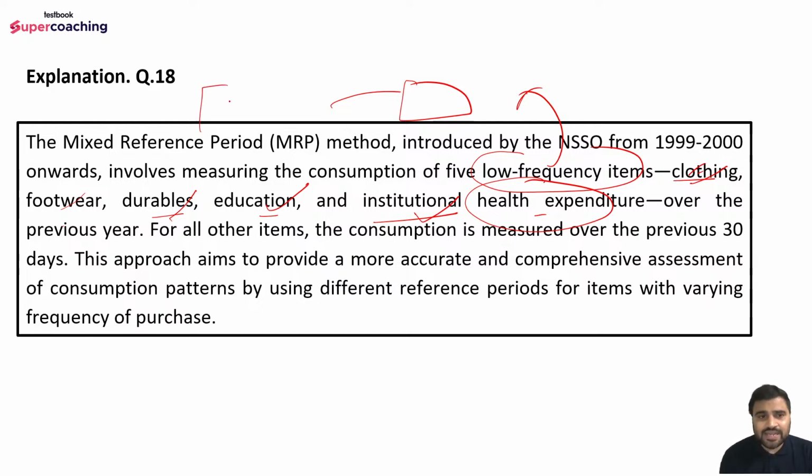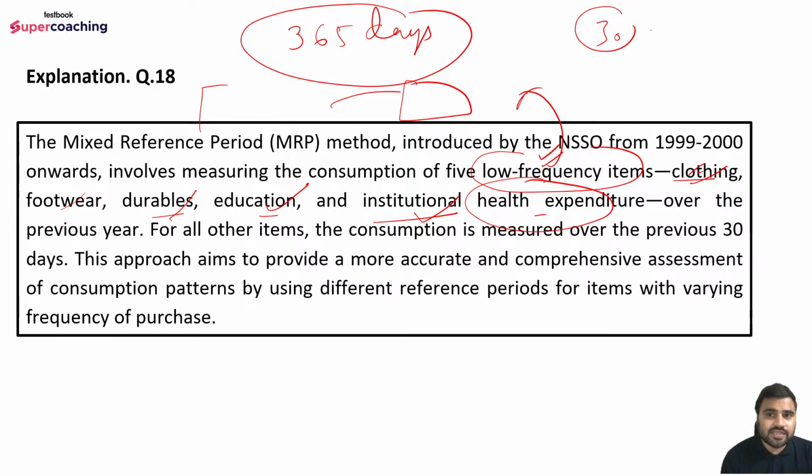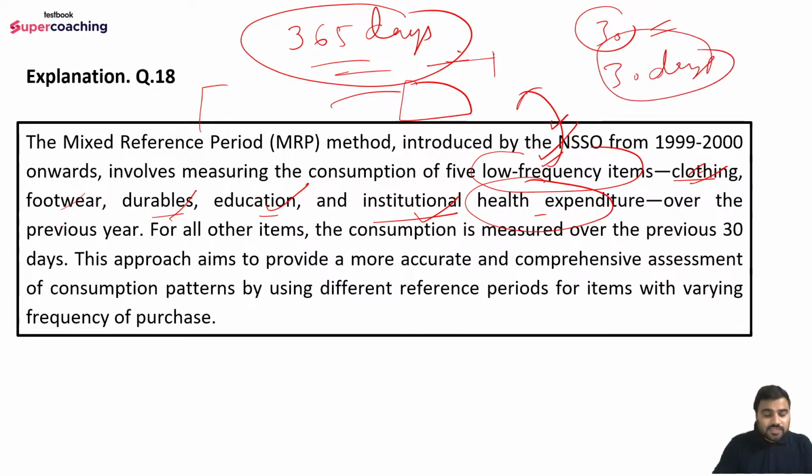So when survey is conducted as per the mixed reference period, so surveyor will ask basically कि how much money you have spent, right, on these 5 low frequency items in the time period of 365 days. So in the uniform reference period, we have taken only 30 days. ठीक है. Uniform for all items we have taken 30 days. But when we talk about the mixed reference period, so here we are taking 365 days for 5 low frequency items that we have discussed, and for the rest of the items 30 days, right? So surveyor will ask basically कि आपने 365 days में इन 5 low frequency items में कितना पैसा खर्च किया है, और इसके अलावा rest of the items में how much you have spent in the previous 30 days.